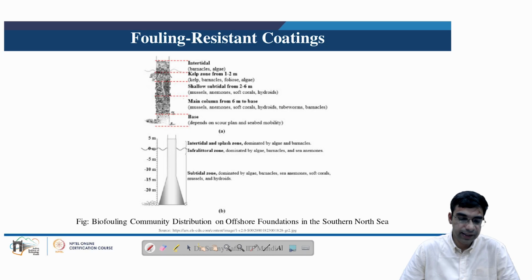So here we can see the different zones which keep on developing as the depth increases. However, at very deep regions, because of the seabed mobility, there are fewer regions where the fouling occurs. So mostly this range is between 1 meter to 6 meters of depth, where a lot of fouling occurs because of the soft coral, mussels, tube worms, etc.